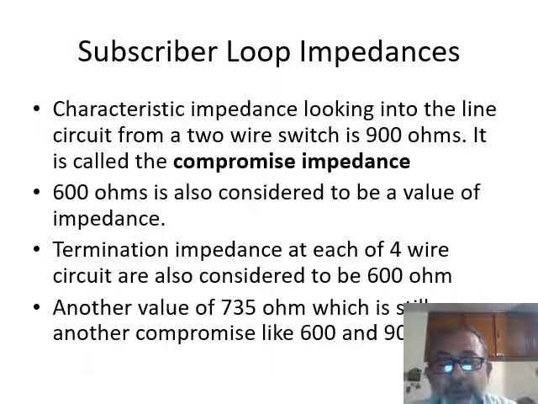And why do we use a 4-wire system? Because we need to have two different loops for transmission and reception, so that we can put an amplifier on the transmission side separately and on the reception side separately. But to do that, we need to convert our 2-wire system on which our signaling is done to a 4-wire system primarily. Another value of 735 ohms, which is still another compromise like 600 and 900, is also used.